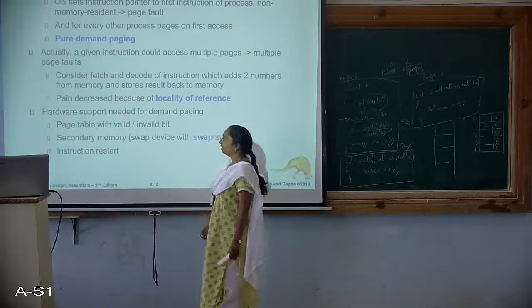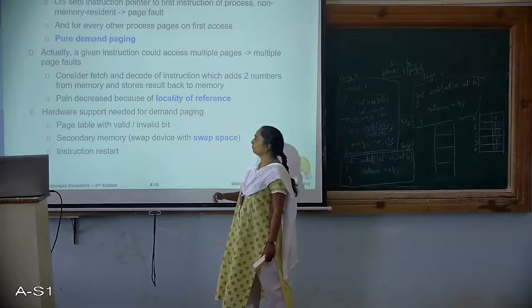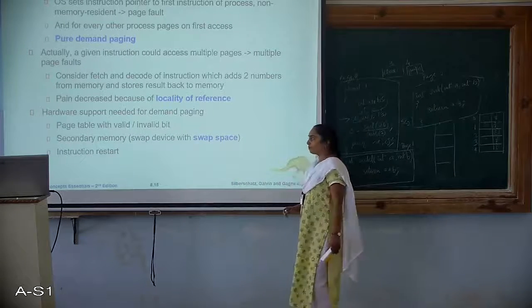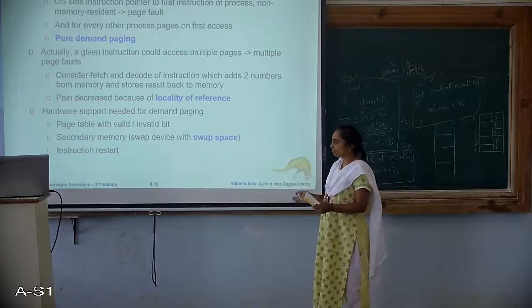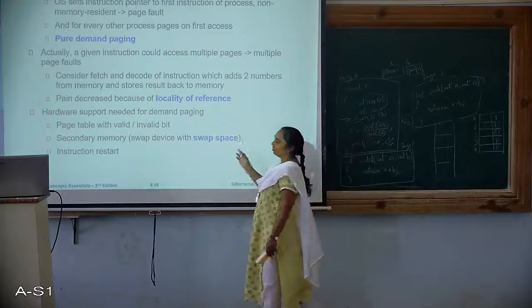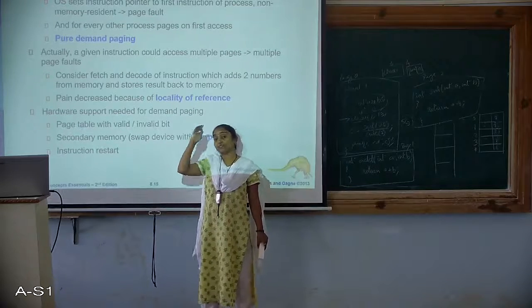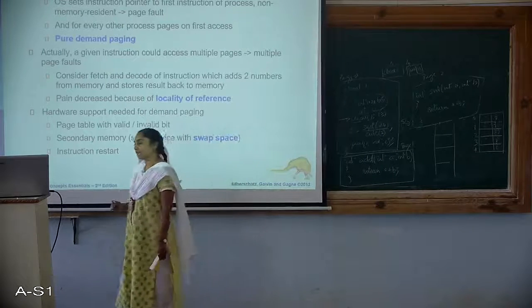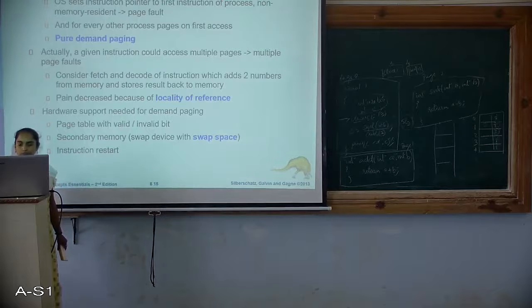So the hardware support needed for demand paging is a page table with valid-invalid bit, that is required. Then secondary memory, a swap device with swap space. So you need a device which will allow you to do swapping of instructions, and instruction execution restarting. It will stop somewhere, so you have to start from the same instruction execution. So that is the hardware that is required.